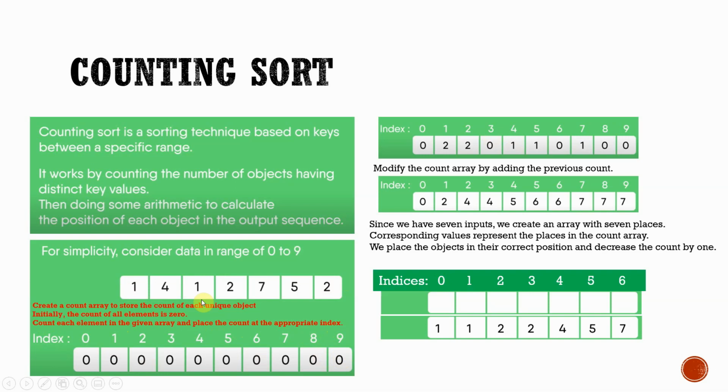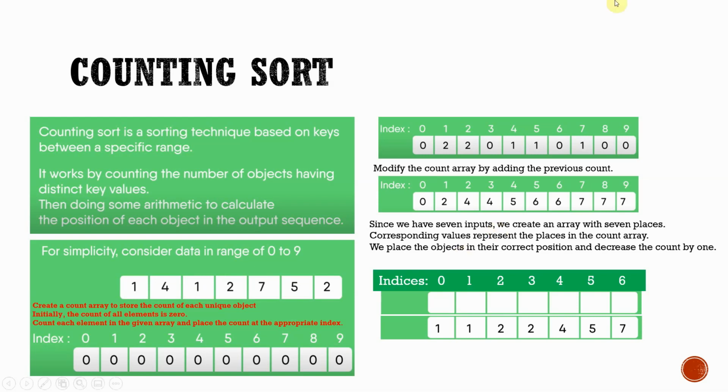Count each element in the given array and place the count at the appropriate index. So if this is our array, you see that this is 1, so this count is going to be incremented. 4 is going to be incremented. 1, this becomes 2. We have a 2 here, this becomes 1. We have a 7 here, this becomes 1. We have a 5 here, this becomes 1. We have a 2 here, it was 1 already, and now becomes 2. So we end up with this count array. This count array now shows the frequency of each number in the array.